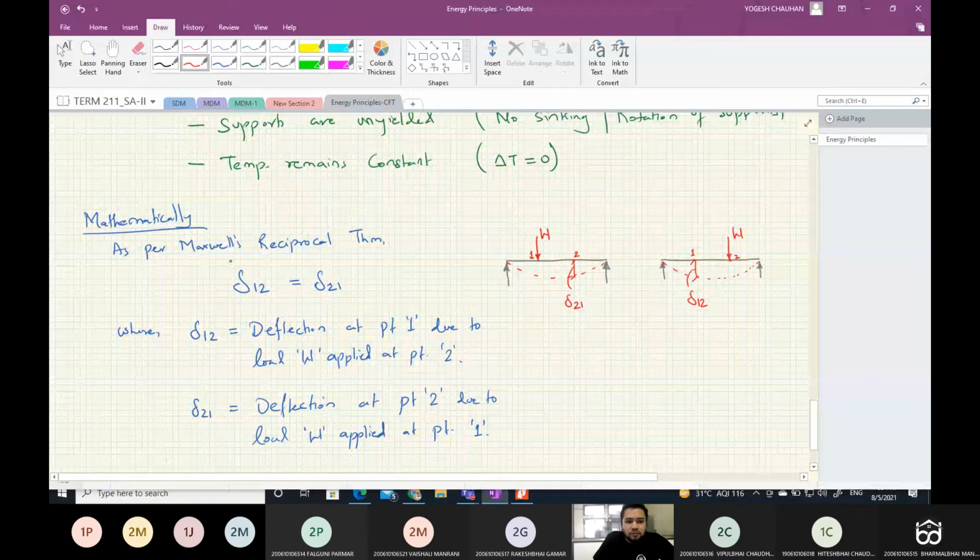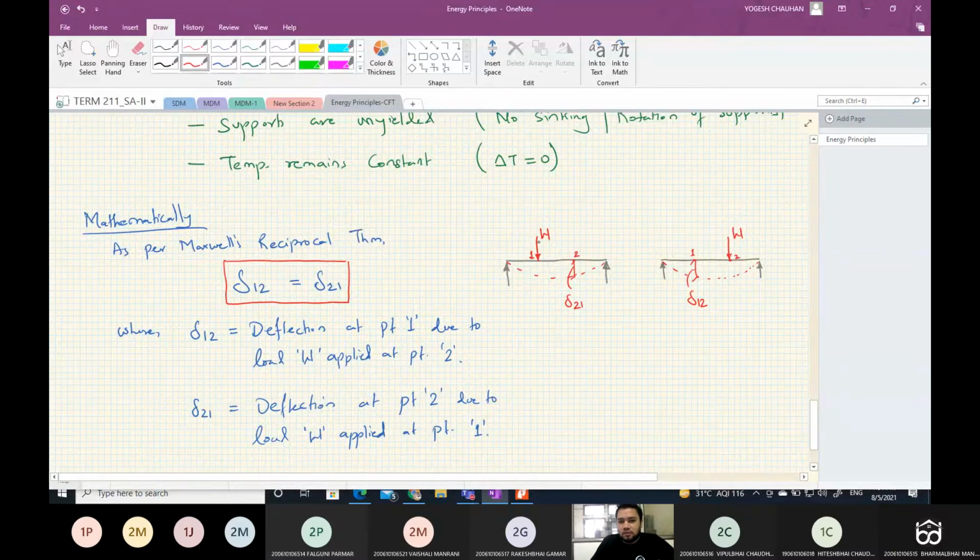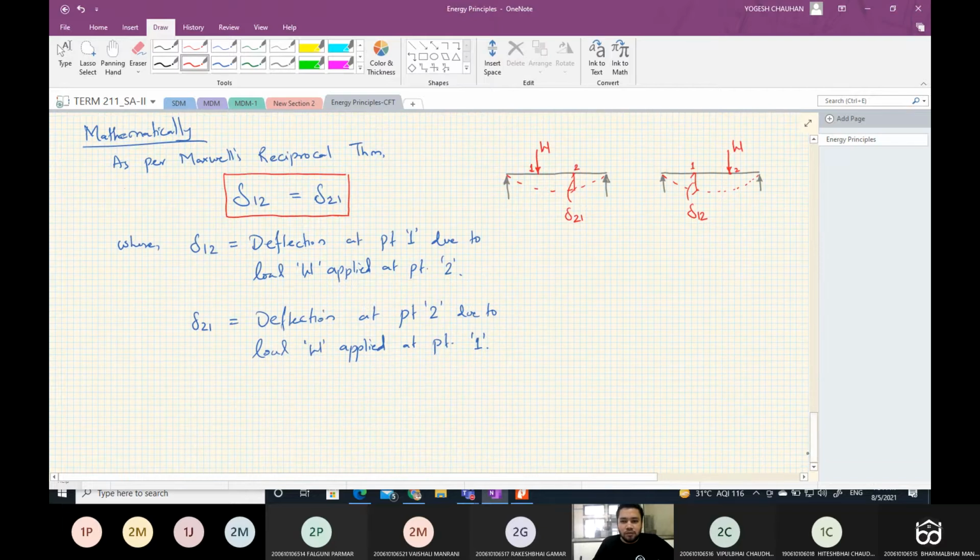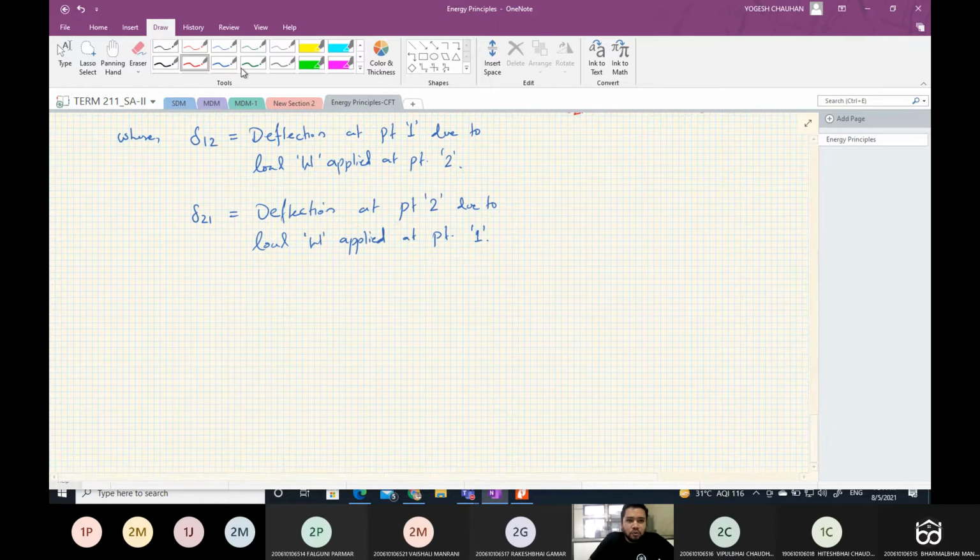So as per Maxwell's theorem, this delta 1 2 is equal to delta 2 1. So when the load W is applied at 1, the deflection at 2 is delta 2 1, and when the load is applied at 2, the deflection at 1 is delta 1 2. So as per Maxwell's theorem, this delta 1 2 is equal to delta 2 1, where delta 1 2 is the deflection at point 1 due to the load W applied at point 2, and delta 2 1 is the deflection at point 2 due to the load W applied at point 1. Now let us prove this.